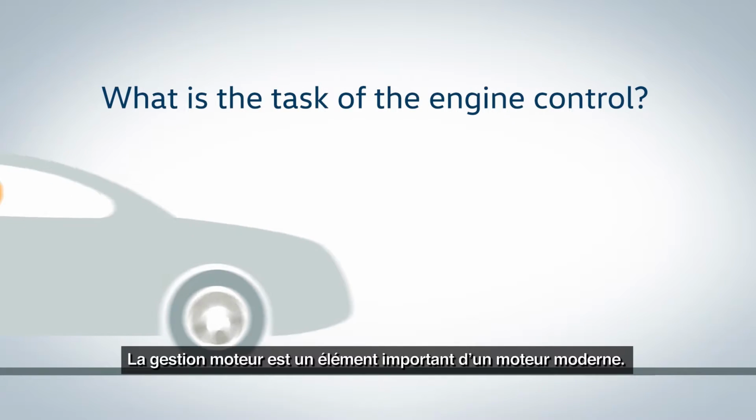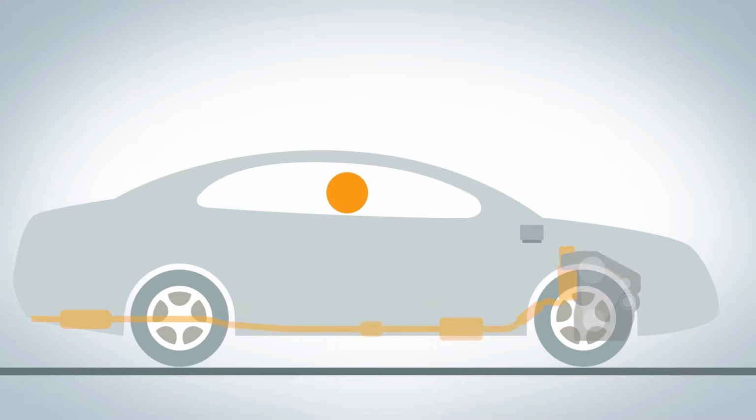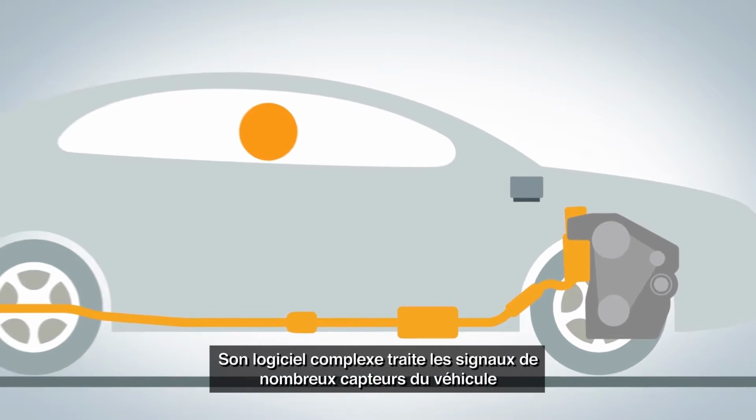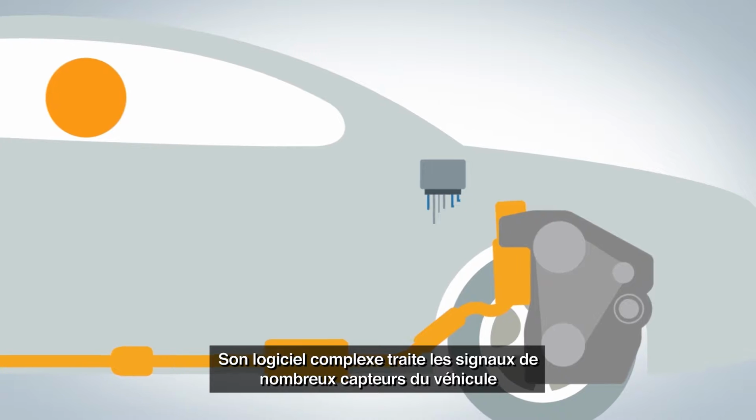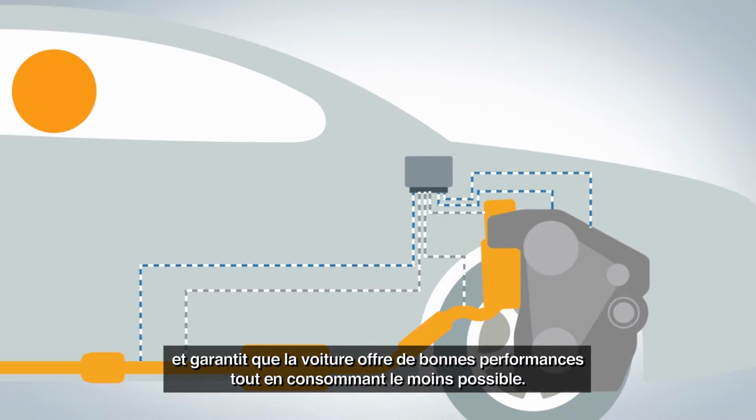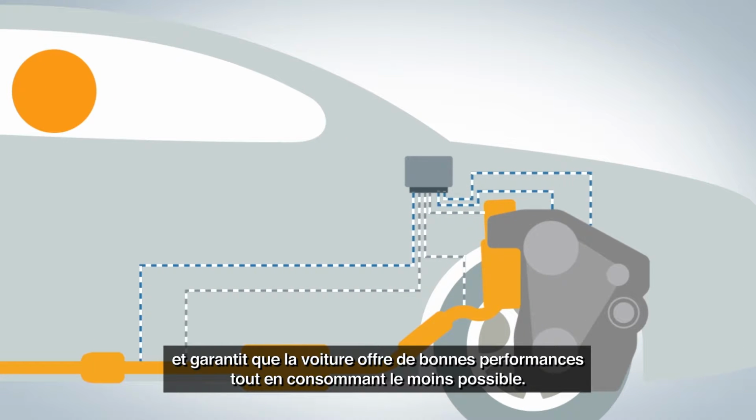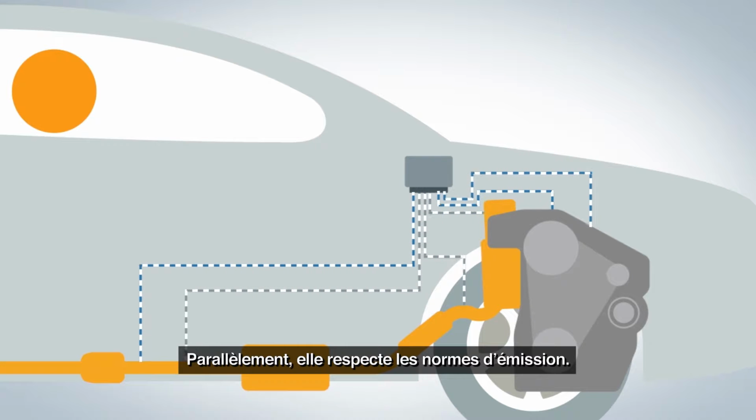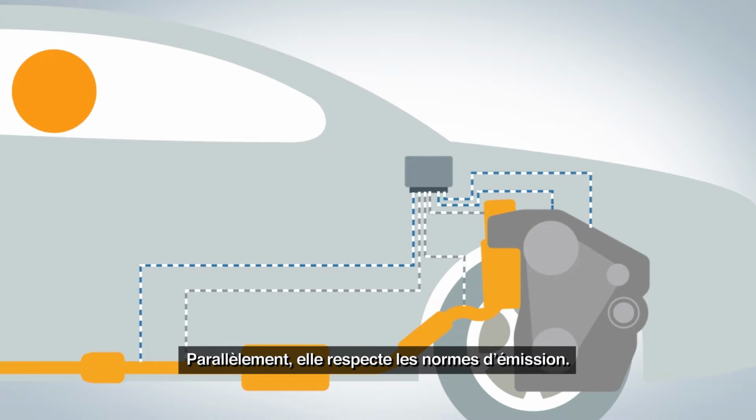An important part of a modern engine is the engine control. Its complex software processes the signals of many sensors in the vehicle and ensures that the cars offer good performance profiles with the lowest possible consumption and comply with the required exhaust standards at the same time.